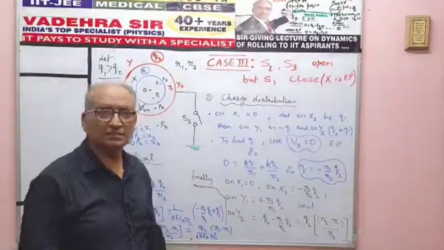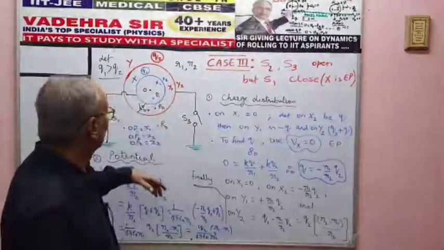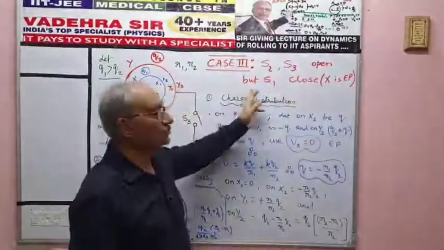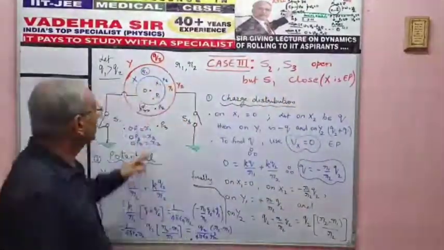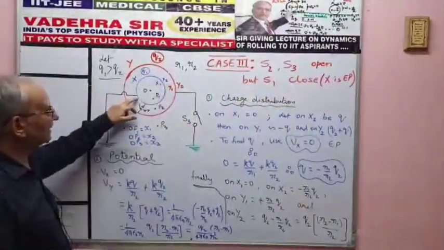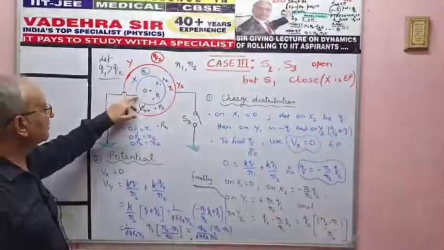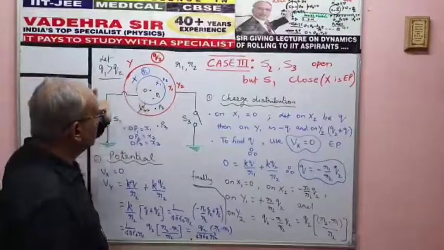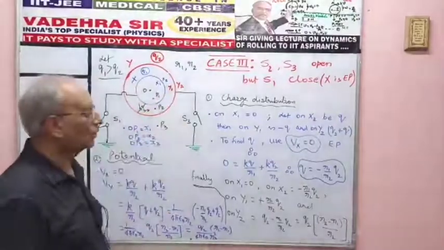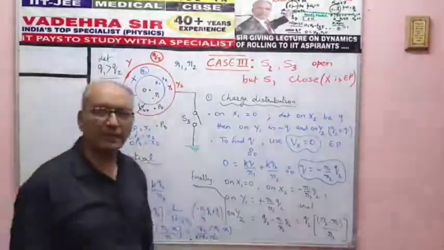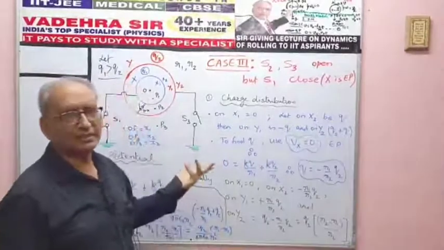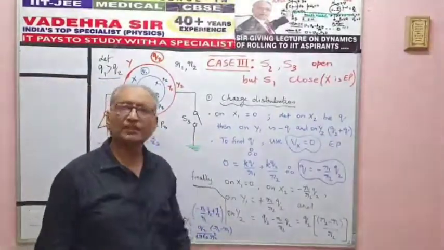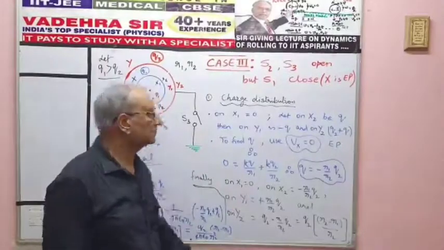The third case. In this case, S2 and S3 are open, S1 is closed. This means the plate X, the inner sphere, the inner plate, is earthed, whereas the switches S2 and S3 are open. So what will happen now? Let's see. Obviously Vx will be 0, and then let's see first of all the different charges on the faces.